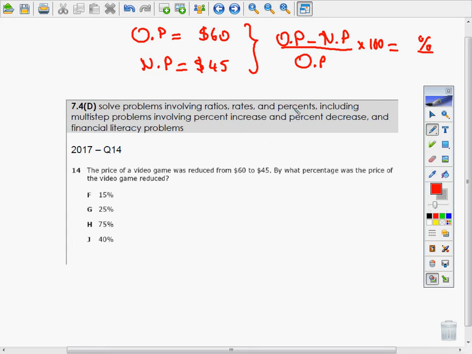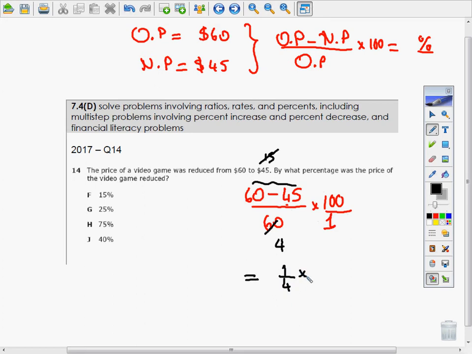So let's apply it here. Original price is 60 minus 45, which is the new price, over 60 times 100. I can put 100 over 1. I would like to see these numbers in the same form to do the calculation properly. 60 minus 45 will give us 15 over 60. I can simplify. 15 goes into 60 4 times. Now I can do the simplification. I would like to show 1/4 times 100 over 1. You can simplify by cross-canceling. 4 goes into 100 25 times, and our answer is going to be 25%. So G as in girl is going to be our answer.